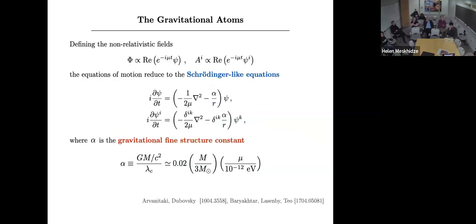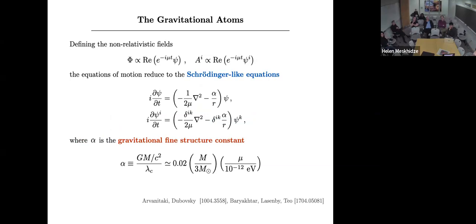In order to understand the analogy between the gravitational atom and the hydrogen atom, it is useful to define what we call the non-relativistic fields, this little psi and psi i's. In this definition, we're peeling off the fast oscillatory behavior in these fields, such that these little psi's vary on a time scale that's slow compared to 1 over mu, which is the typical oscillatory time scale of the mass of the boson.